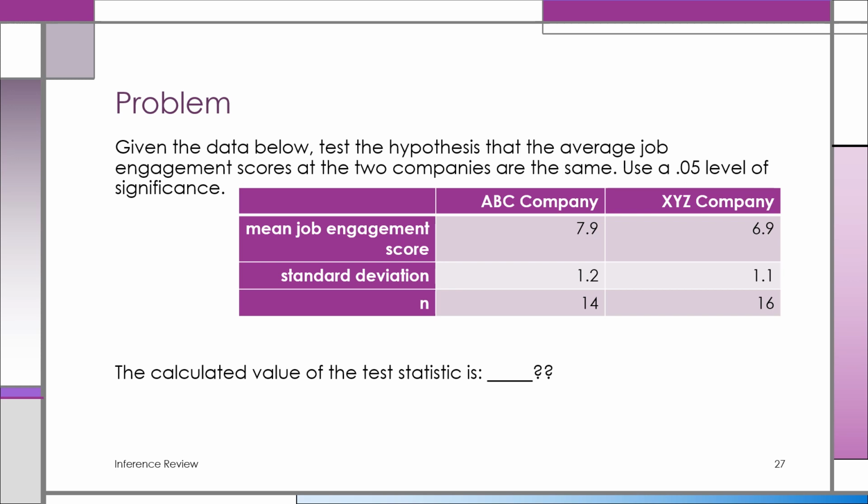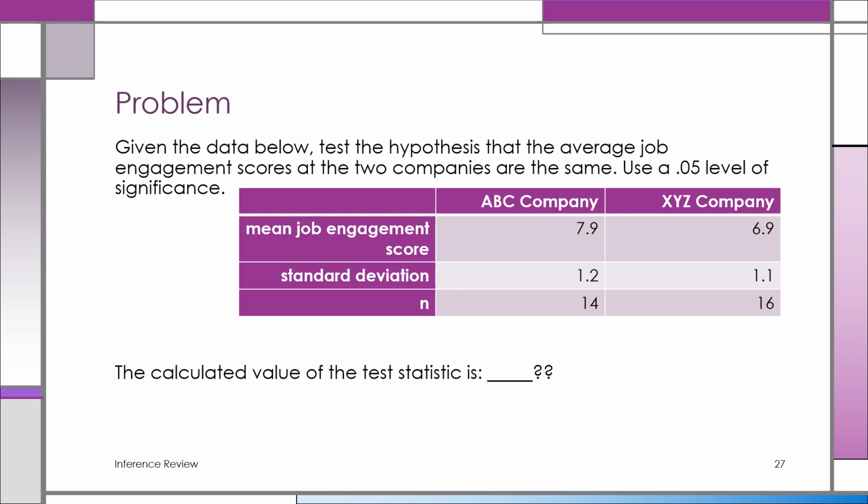New problem. Given the data that you see in front of you, test the hypothesis that the average job engagement scores at two companies are the same. Are the two companies the same, or are they different? We want to use an alpha of 0.05, the level of significance. You can see the information in the table there.